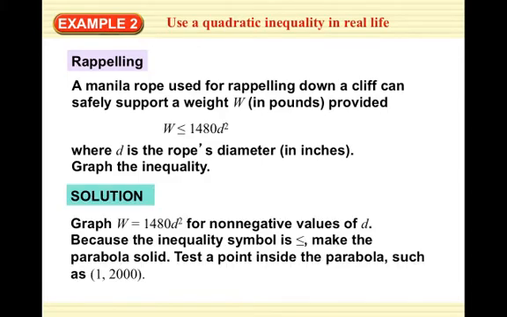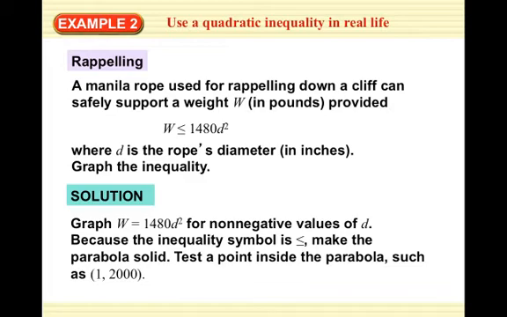Okay, we're going to graph W equals 1,480 d squared for non-negative values of d. Why non-negative values? Well, a diameter can't be negative, so anything with a negative diameter wouldn't make sense. So we're going to use non-negative values of d. We'll start at 0 and go bigger. Because the inequality is less than or equal to, make the parabola solid. Test a point inside the parabola, such as 1, 2,000.